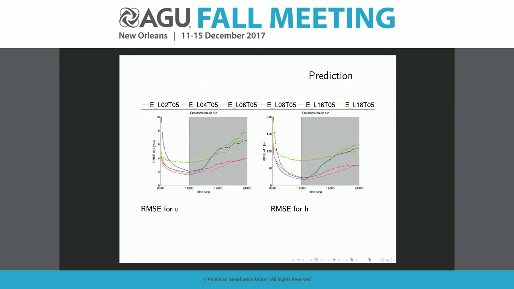And once we start the prediction after this assimilation, if we focus only on the red and the green line, although the RMSEs are about the same for this red and green line, the fact that we have more entropy in the green line actually shows afterwards in the prediction, where we have a much larger error growth.